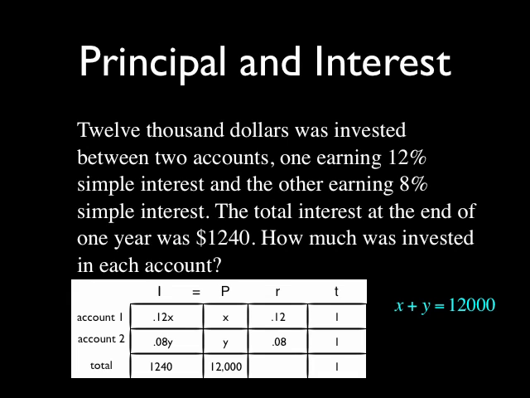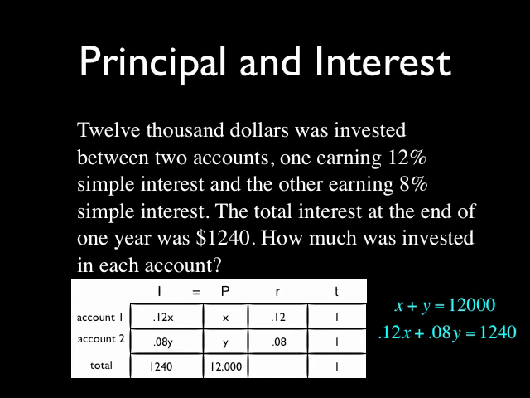And similarly, the amount of interest I earn from the first bank plus the amount of interest I earn from the second bank is going to be the total interest earned. So I have 0.12x plus 0.08y equals 1240. So the first third of the problem is just organizing your information and assigning your variables. The second part is getting your equations. The third part is going to be solving.